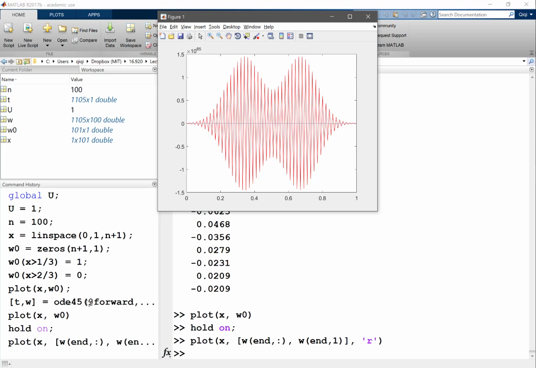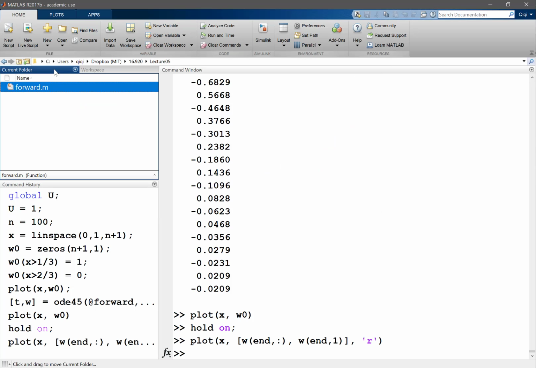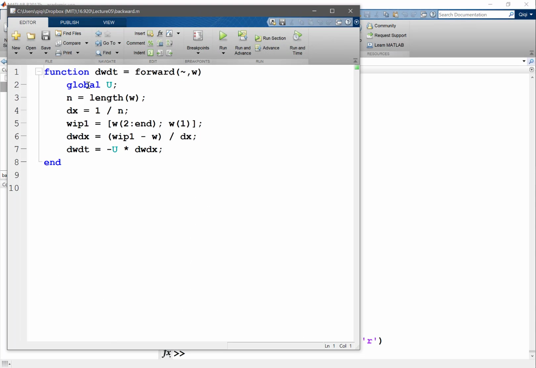So let's try our luck on the backward difference to see if it's any better. I'm going to copy the file, and I'm going to name it backward. And it should be backward. So instead of i plus 1, I want i minus 1.